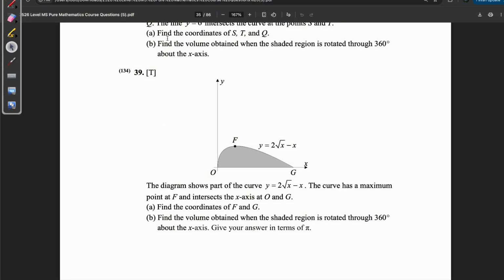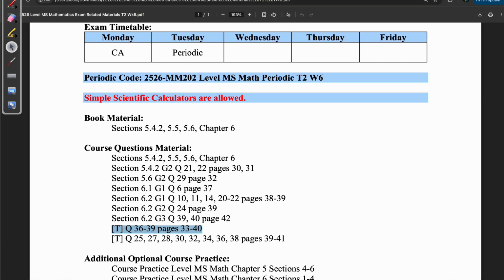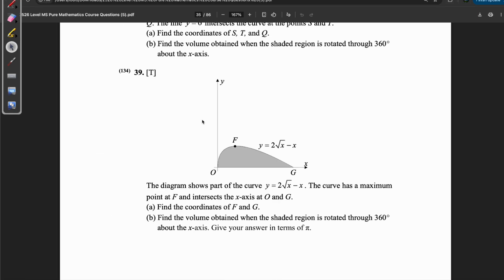And now we move on to the chapter 6 questions, which are easier, but there are a lot more. So 25, 27, 28, 30, 32, 36, 34, 36, 38. Okay, and now let's start.